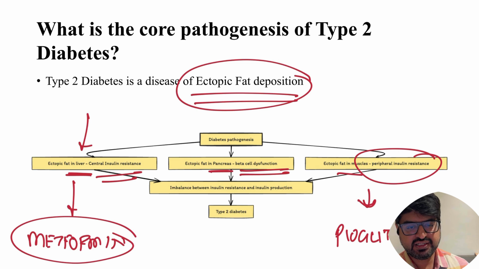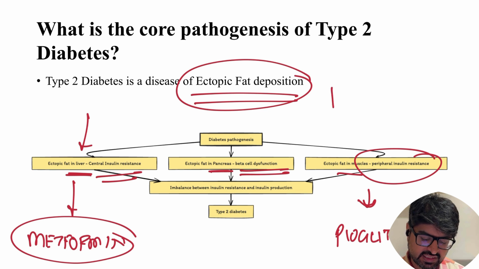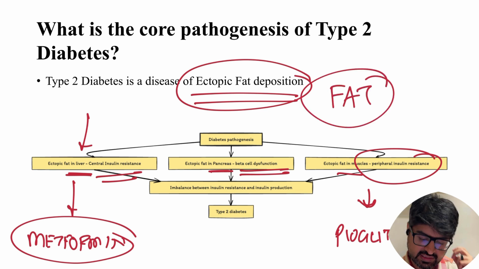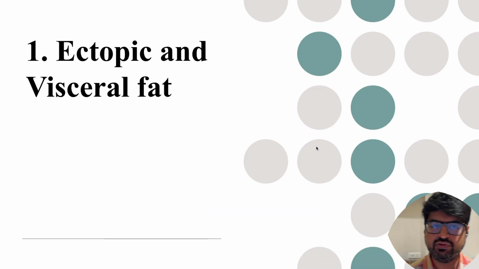So you have ectopic fat in the liver, ectopic fat in the pancreas, and ectopic fat in the muscle and adipose tissue, and ultimately a combination of these ectopic fats is what leads to the disease, right? So type 2 diabetes is a disease of fat and not a disease of glucose, right? That is something which is fundamental and we have to understand.